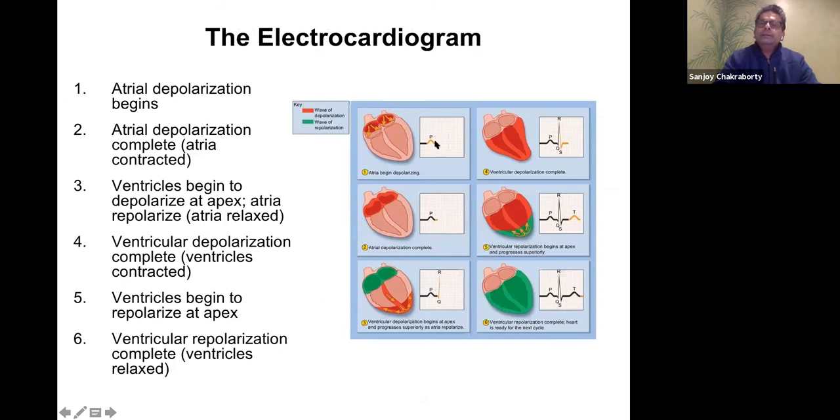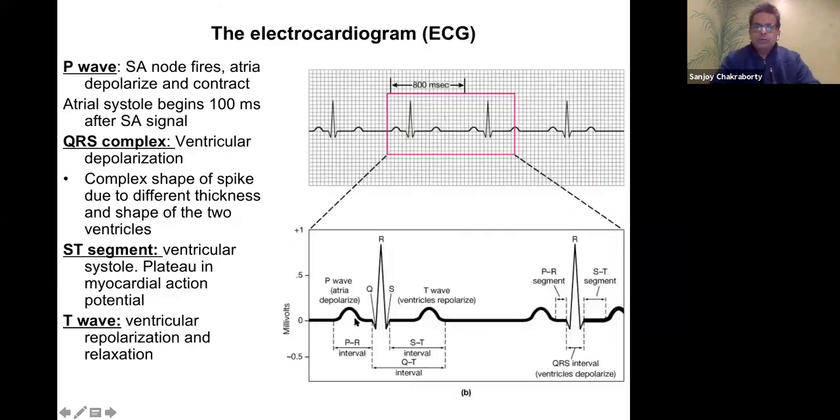And then when the signal is going through the ventricle, then the QRS. So when the signal is going through the ventricle, then this QRS complex is generated. So this is very important to understand. So the P wave is when the atria depolarize.